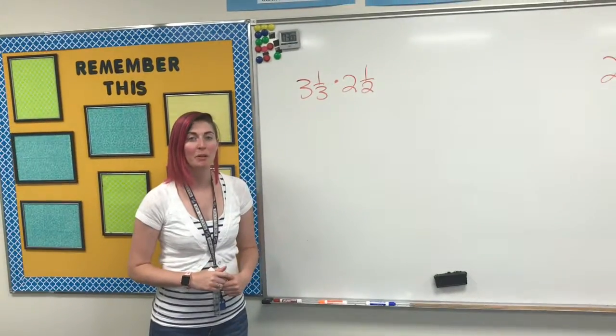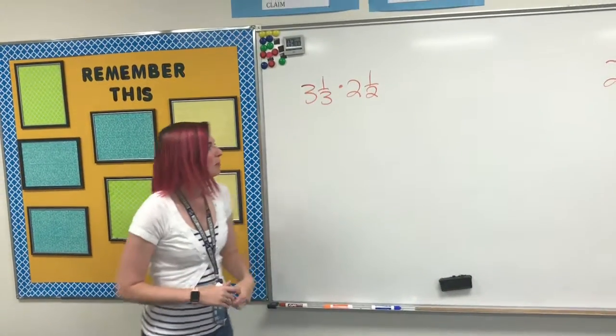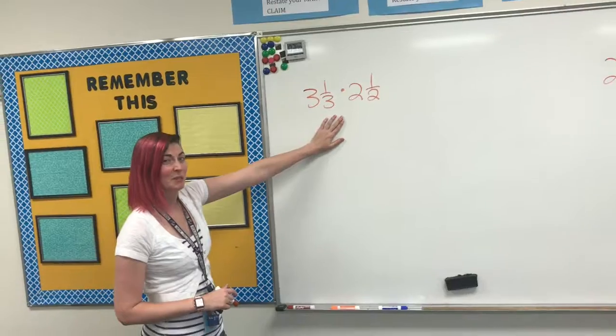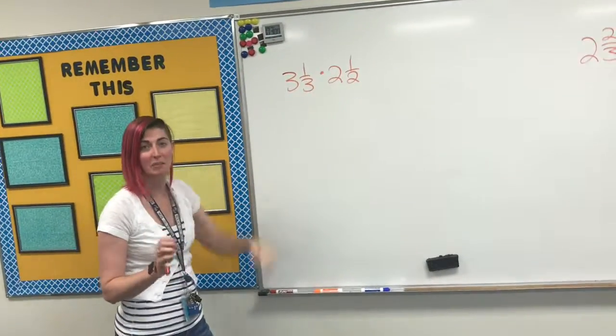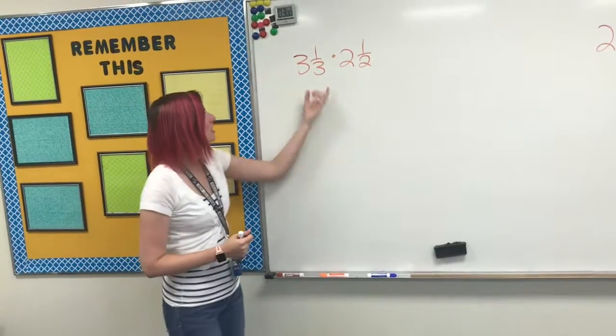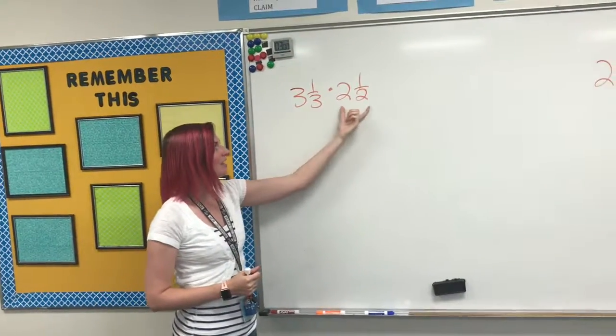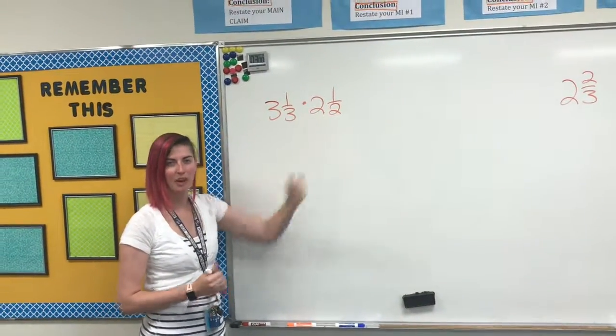In this video, we're going to be multiplying mixed numbers. But you actually can't multiply mixed numbers. So what we have to do first for every single one of these situations is turn them into improper fractions. So we're going to take 3 1/3 and 2 1/2 and turn those into improper fractions.